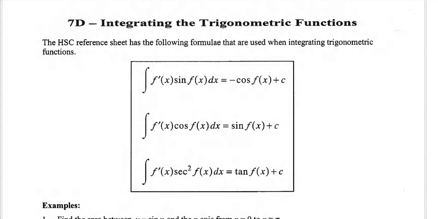Cos will go to sine, and sec squared, because when we differentiate, tan went to sec squared, so integrating sec squared is going to go back to tan.